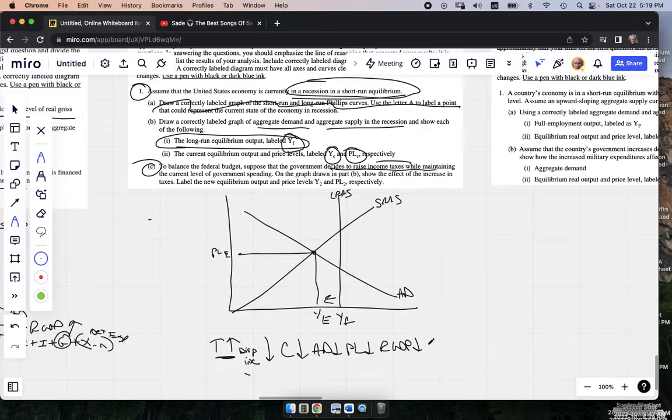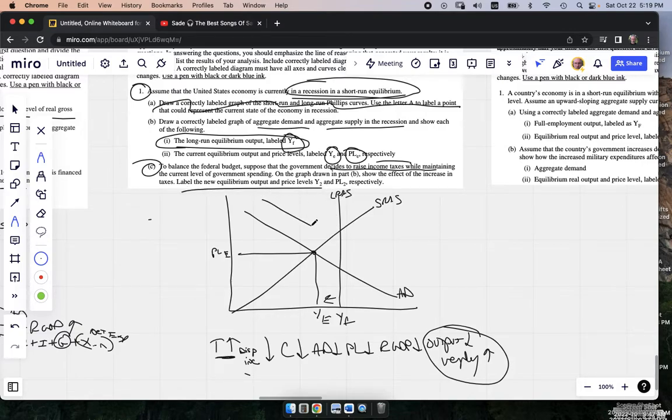This is all what we understand. Output goes down, and unemployment obviously goes up. Remember, these two go in the opposite direction. So on your graph drawn in part B, see, that's why they didn't want me to draw that long run aggregate supply curve. I hate the way they did that. To balance the budget, suppose the government decides to raise taxes while maintaining the current level of spending. On the graph in part B, show the effect of the increase in taxes on the new equilibrium output Y2.